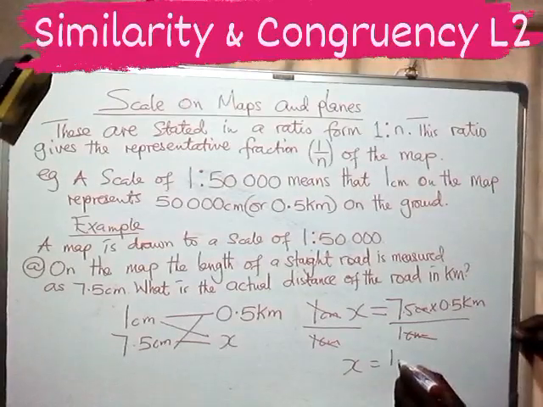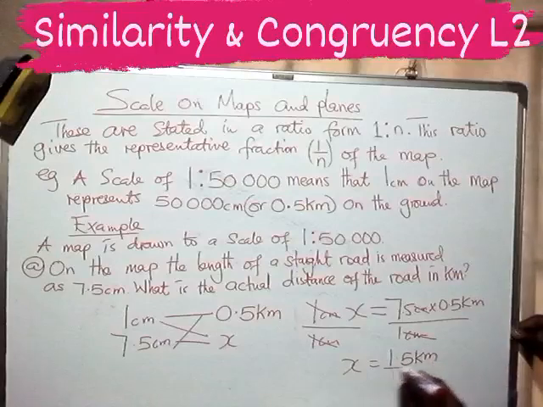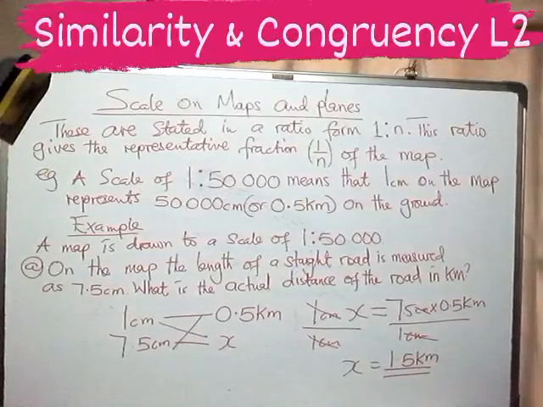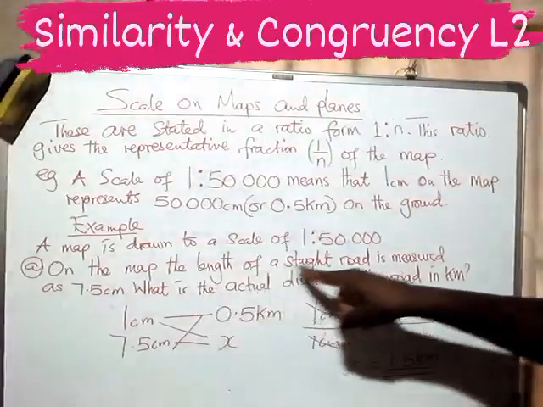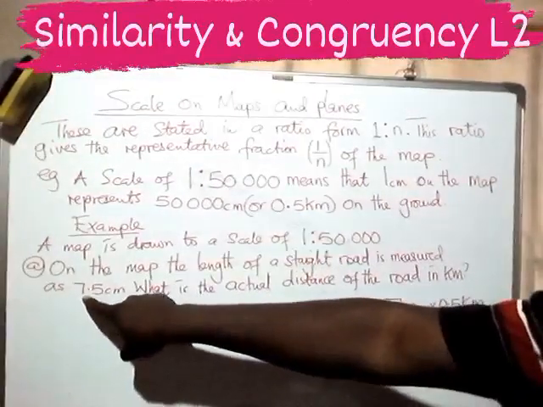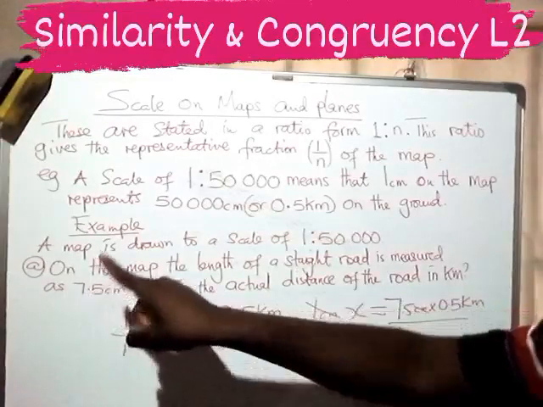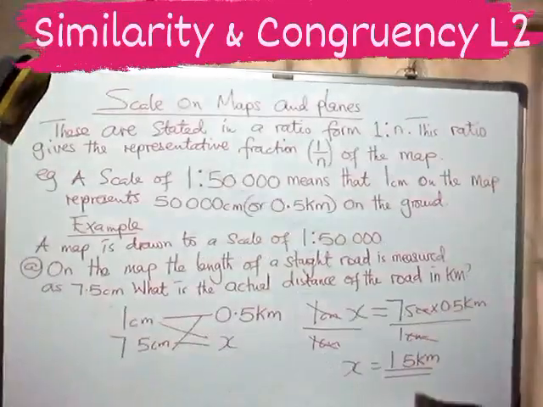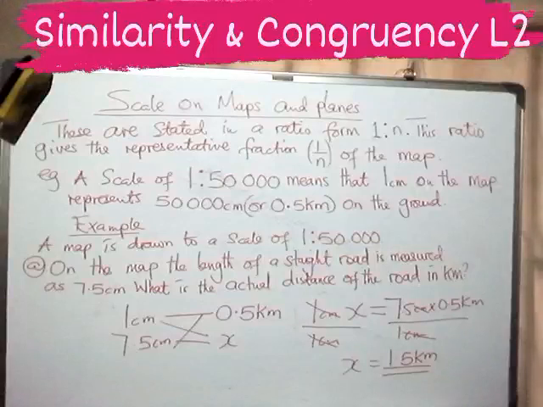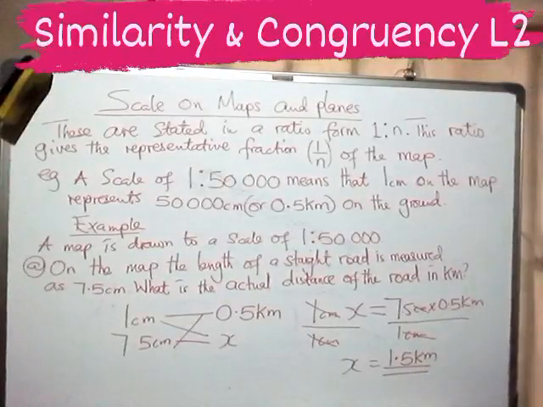So we have x equal to 1.5 kilometers. This means that the distance of the straight road on the map, which is 7.5 centimeters, if you convert it to the actual ground, will give us 1.5 kilometers on the actual ground.